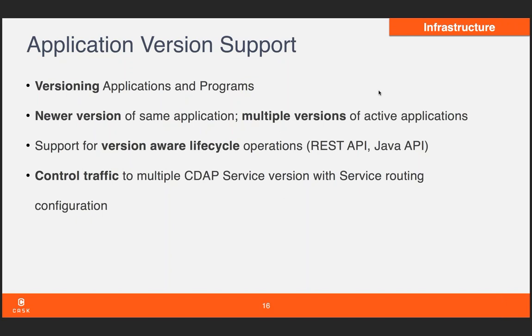programs. For certain aspects of CDAP, like CDAP services, we'll have the ability to control traffic with service routing configuration capability. So when you use CDAP services, you will be able to route traffic depending on your preference. So if you are upgrading to a new service, you will be able to move traffic from one version of the service to another seamlessly.